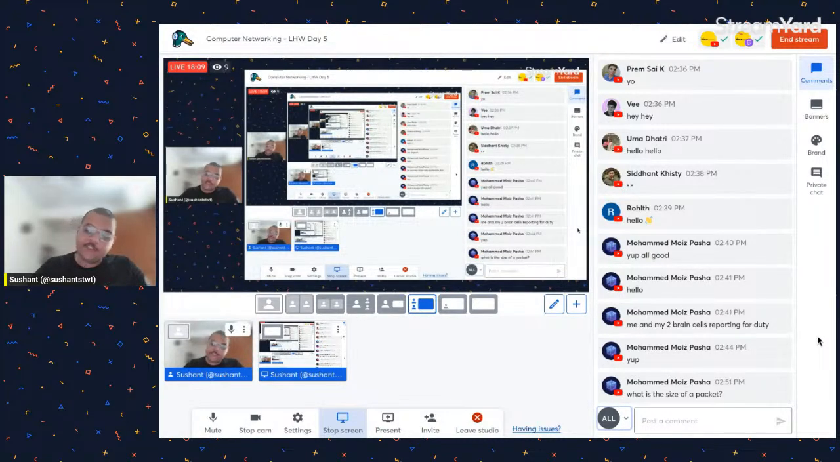What is the size of a packet? Okay, that's kind of a good question. What is the size of a packet? So the size of a packet is actually decided by, once you have a connection between A and B, the MSS, basically the maximum segment size of B.